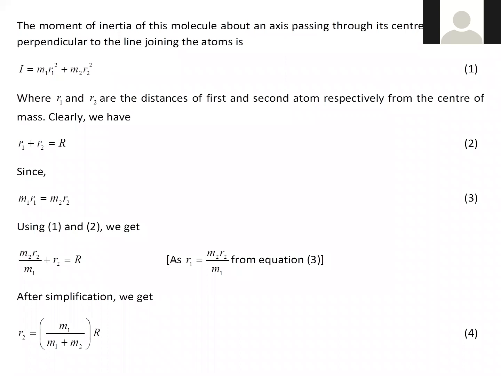Okay, as I told in the last class, let me go ahead and continue. The moment of inertia of this molecule is about an axis passing through its center of mass and perpendicular to the line joining the atoms. With respect to the axis of rotation, we want to calculate the total moment of inertia. So the total moment of inertia of the entire diatomic molecule is given by capital I, equation 1. Capital I is equal to m1 r1 square plus m2 r2 square. m1 r1 square is the moment of inertia of the first atom, and m2 r2 square is the moment of inertia of the second atom.